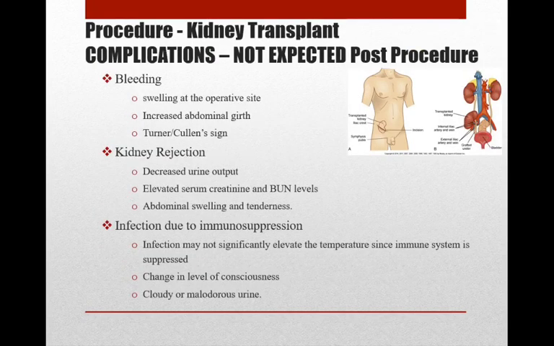Complications we don't expect, of course, include bleeding, which would be similar to nephrectomy. Any bleeding, any Turner-Cullen sign, flank pain, bruising on the sides and the back. You would not expect the kidney to reject or be infected. Those are the two most common problems after the procedure: rejection and infection. Rejection's first sign is decreased urine output, and then you start having increased creatinine and BUN levels.